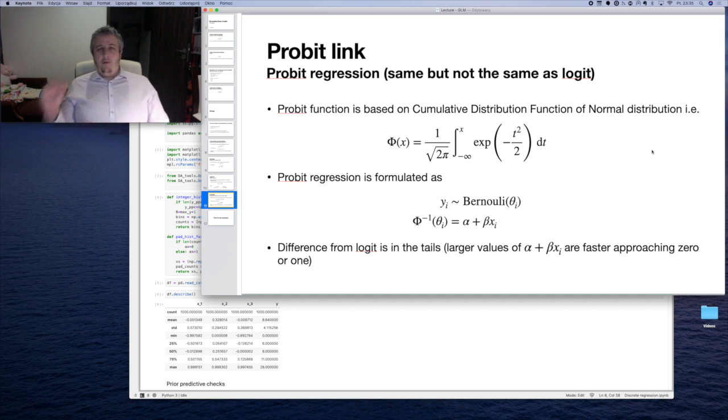And the main difference between the probit and logit functions is in the tails, because the probit function is faster at squeezing values to 0 or to 1, because its tails are much lighter than in the case of the logit function. And these are the main basics for the creation of generalized linear models.